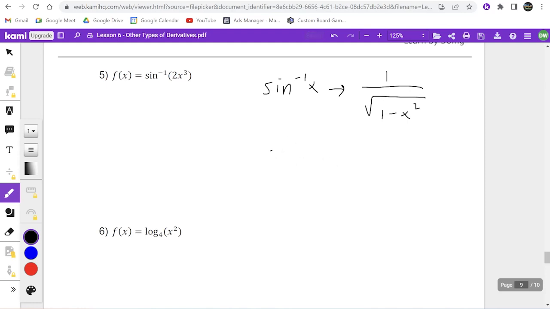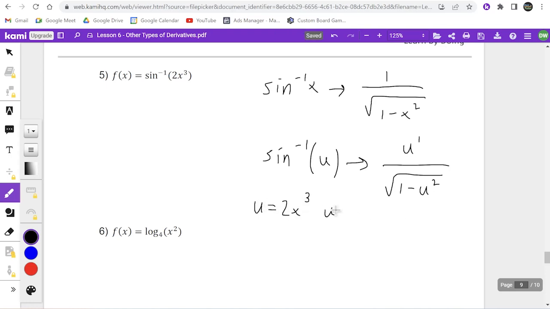So basically, if you have some function u, where again, u can be anything, then the derivative is numerator, u prime, denominator, square root of 1 minus u squared. And in this case, u is 2x cubed, and u prime is the derivative of 2x cubed, which is 6x squared. So now I just need to plug it in this formula right here.